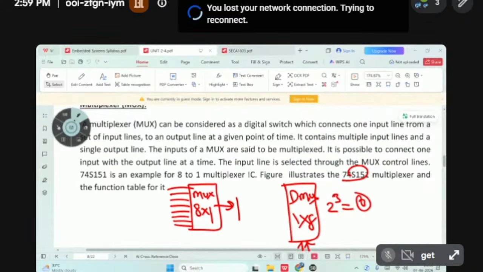The input line is selected through the mux control lines.